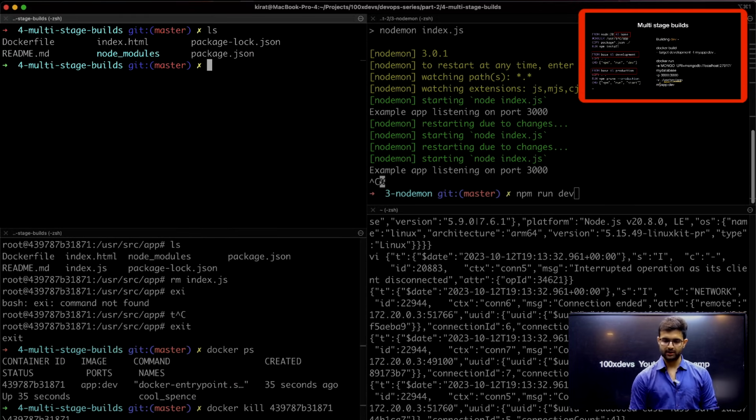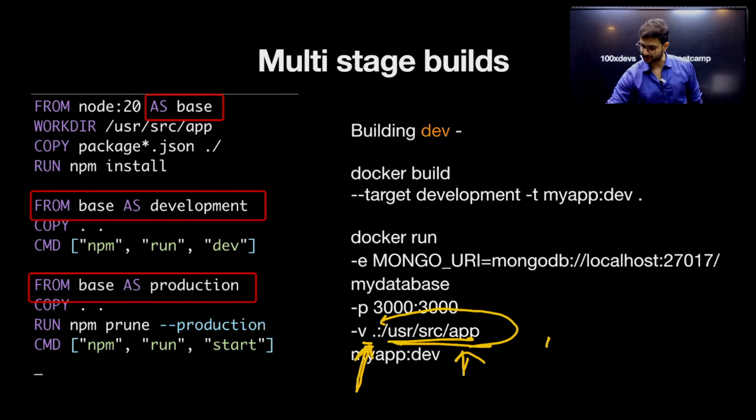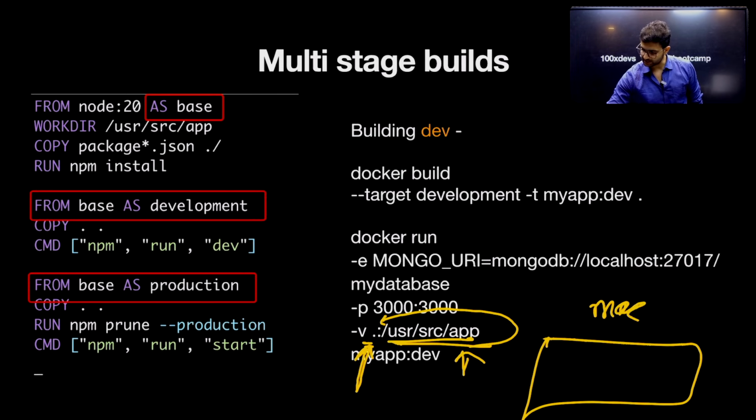If I go here, I don't see an index.js file, which means a change that I made inside my container propagated outside to my Mac machine. Why? Because I explicitly said dot, and these are the same thing. This creates a mount to dot, which means if I delete a file from here, it will get deleted from my Mac. I created a mount from here to here. Any file that I add inside this container will get added here. Any file that I delete from here will get removed here.